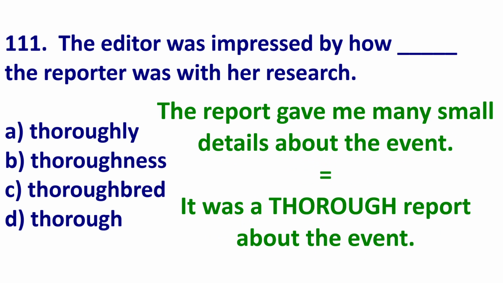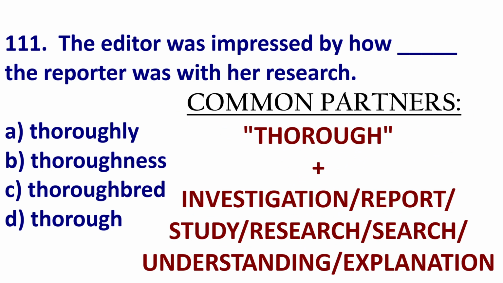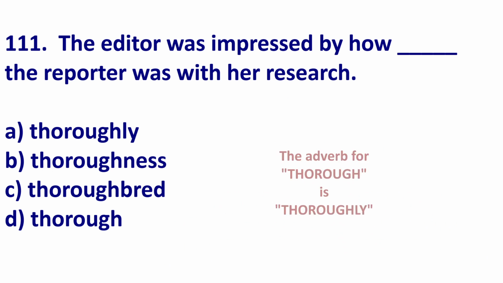If we look at one more example, the report gave me small details about the event. So it was a thorough report. Now, when we use the adjective thorough, it is commonly followed by these nouns. So you can see an example: it was a thorough study, or he did thorough research.